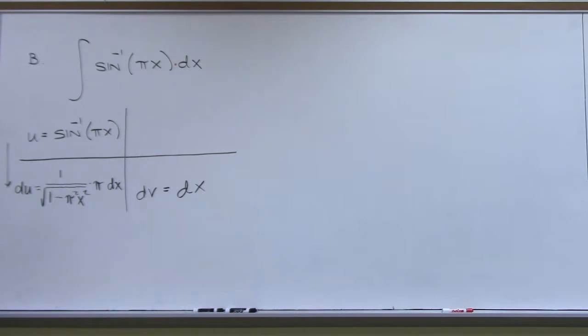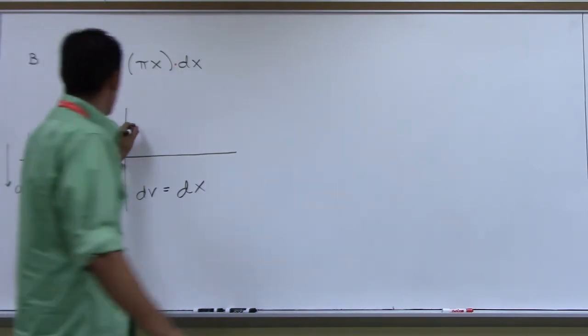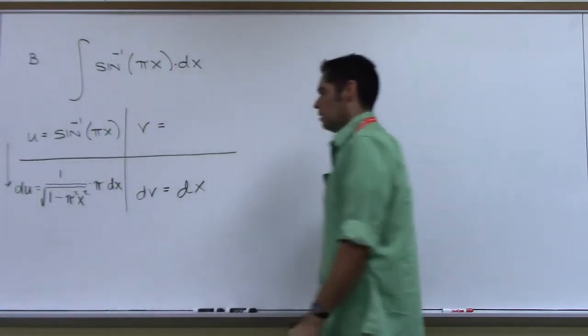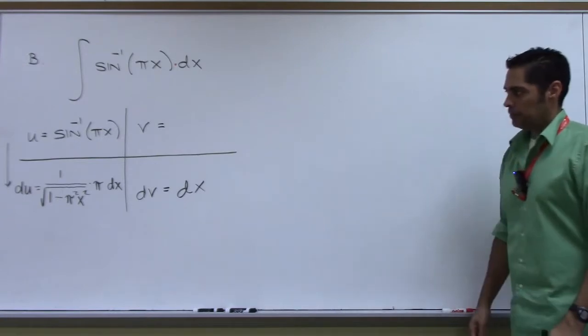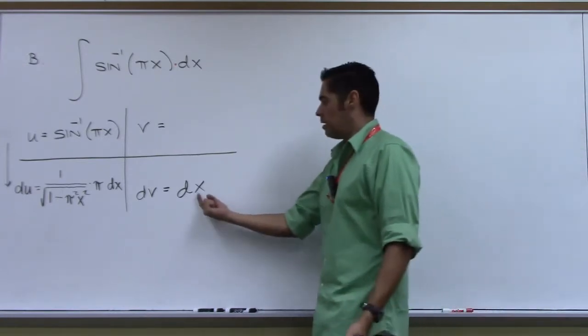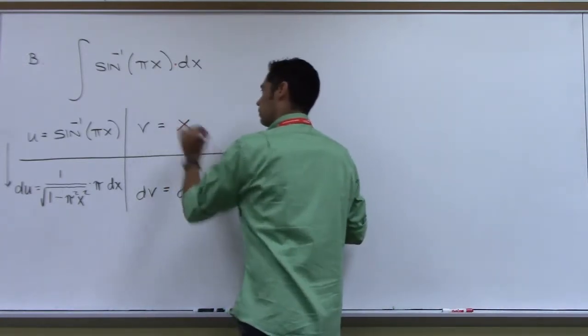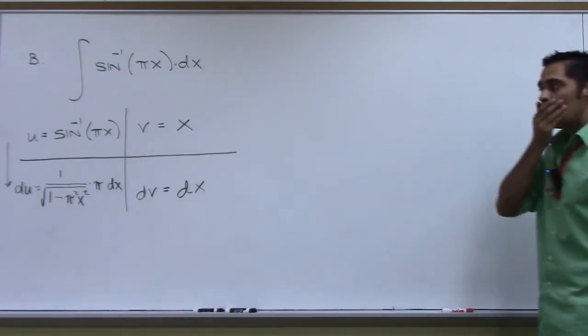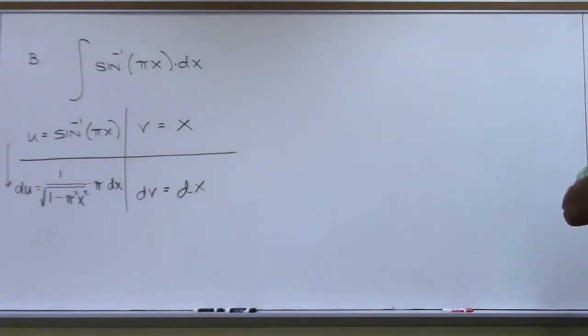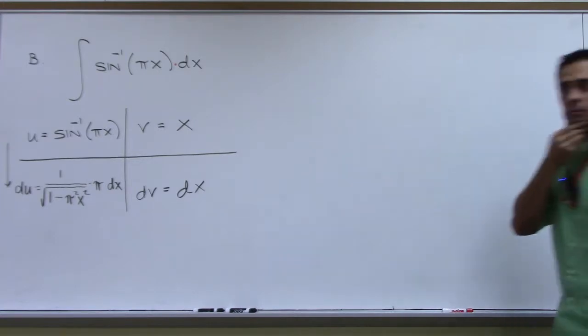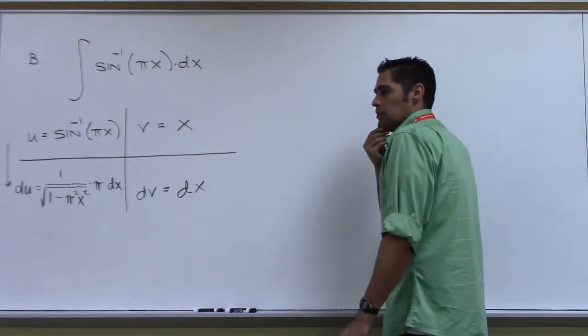Okay, the other side, go up. What's the antiderivative of 1? In this case, just x, right? Because the variable's x. Go up, it's x. Questions? No?